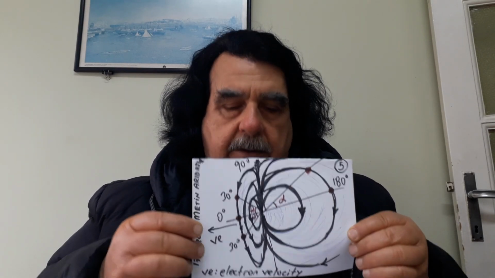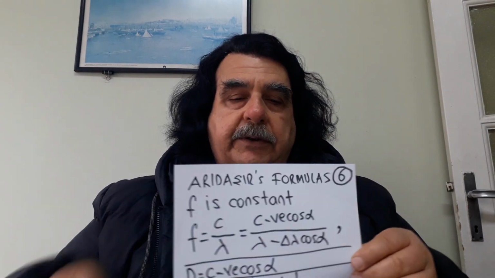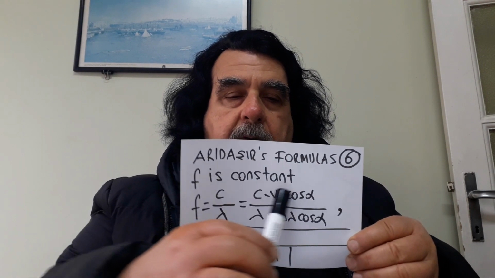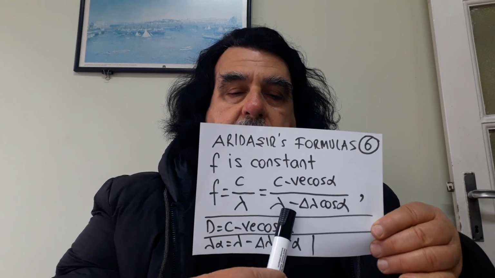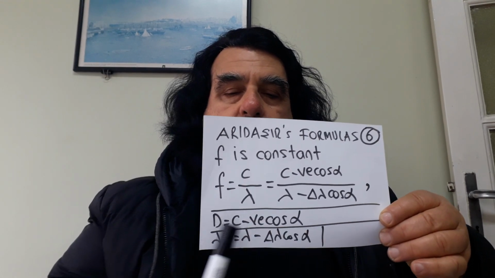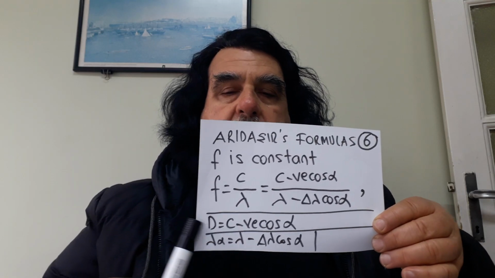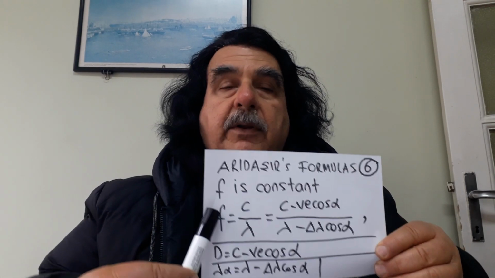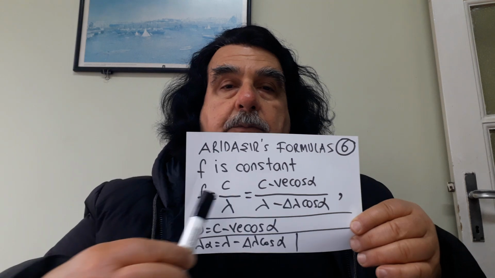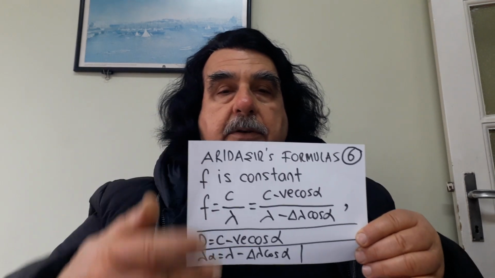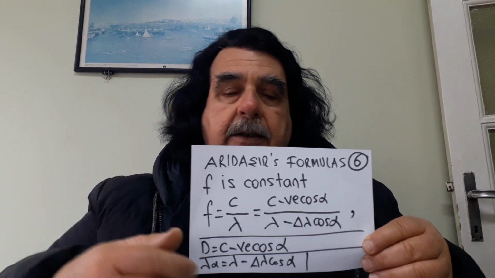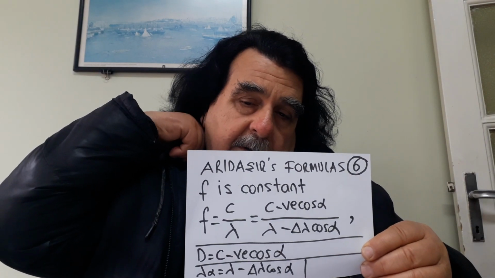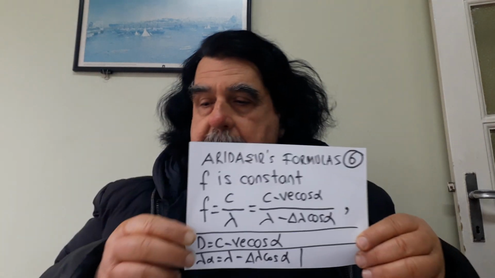Here are my formulas. Here frequency doesn't change. The variable velocity of light formula that I put forth, the variable wavelength formula that I put forth, and here the constant frequency formula that I put forth. Variable light speed, so light velocity, variable wavelength, but constant frequency.